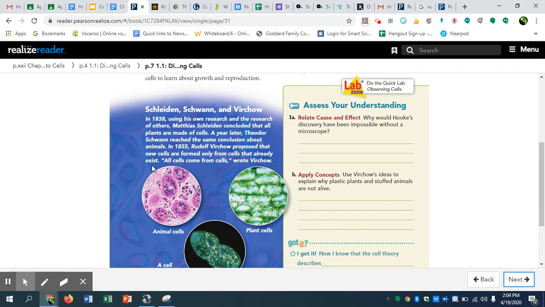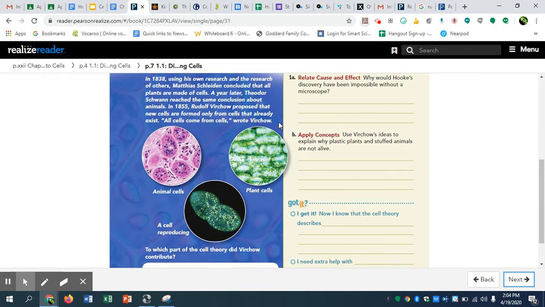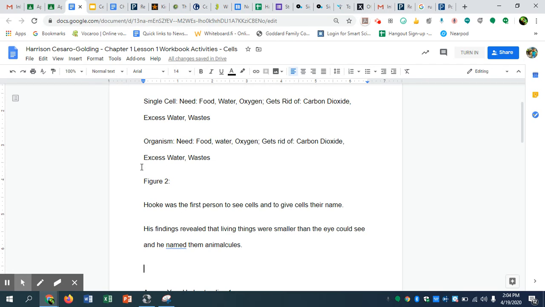So let's take a look here. To which part of the cell theory did Virchow contribute? So Virchow was the last person, that cells come from living. All cells come from cells. So that's what we're going to write down. All cells come from cells, not out of nowhere. All right, figure 2 is done.